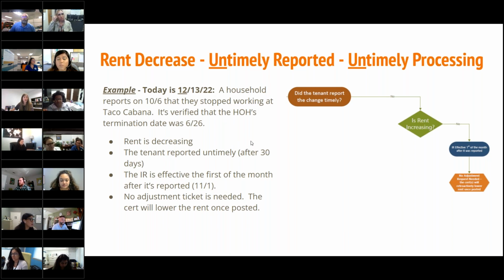And since there seems to be confusion, I want to just encourage everybody, use this flow chart. I know at first it looks intimidating, but it really just walks you through. And please use the IR effective date calculator, because it really does work.